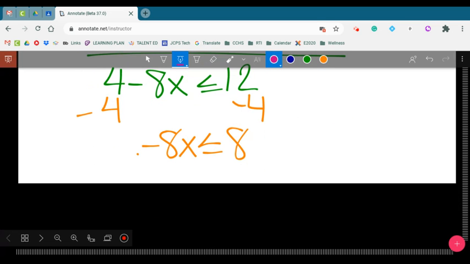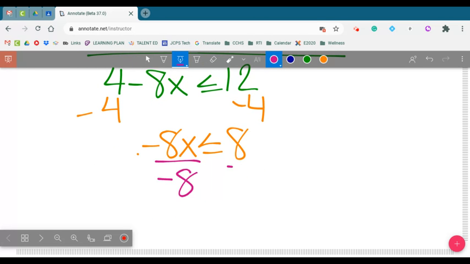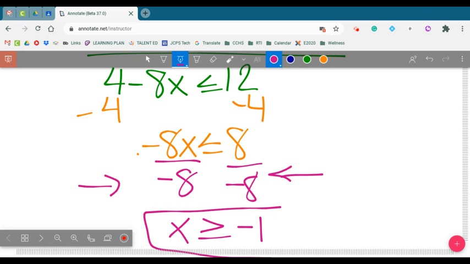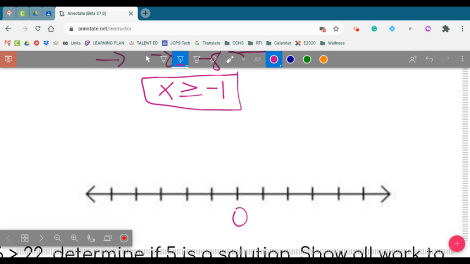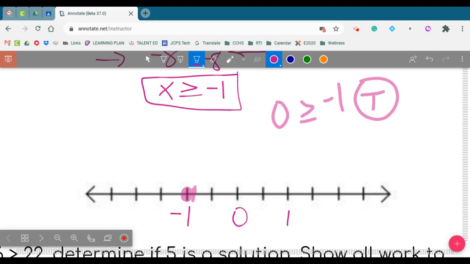And then our last step is to divide both sides by that negative 8. So again, I'm dividing both sides by a negative number, so I have to flip my inequality sign. 8 divided by negative 8 is going to give you a negative 1. Number line 0, 1, negative 1. This is going to be a closed circle. Is 0 bigger than negative 1? Yes, this is true. So that means I'm going to shade where 0 is on that entire side.